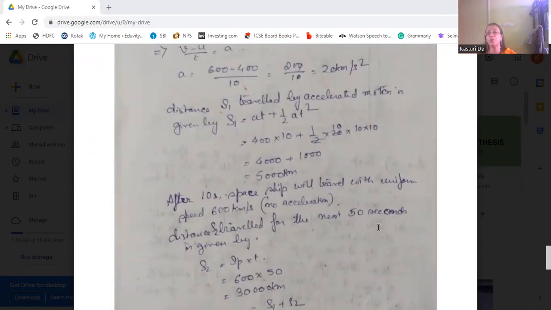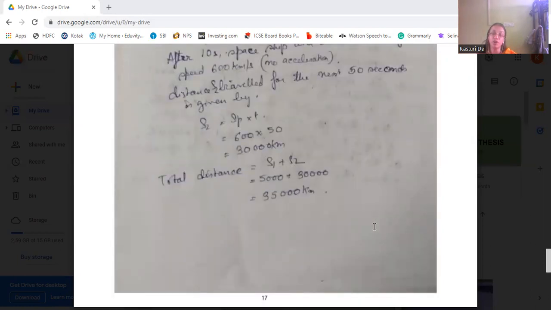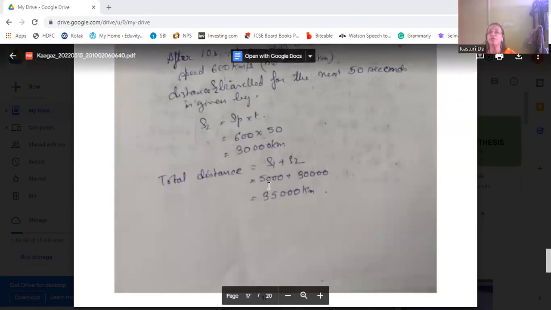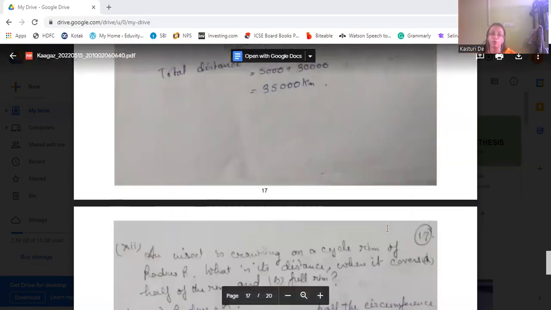Now after the 10 seconds, the spaceship will travel with a uniform speed of 600 kilometers per second. So no acceleration is there. Uniform speed, no acceleration. So the distance traveled for the next 50 seconds will be speed into time, that is 600 into 50 seconds. We need to find 60 seconds; 10 seconds we have already found out, so the leftover time is 50 seconds. So the distance traveled with the speed of 600 kilometers per second in 50 seconds will be equal to 30,000 kilometers. So total distance will be 5,000 plus 30,000, that will be equal to 35,000 kilometers.